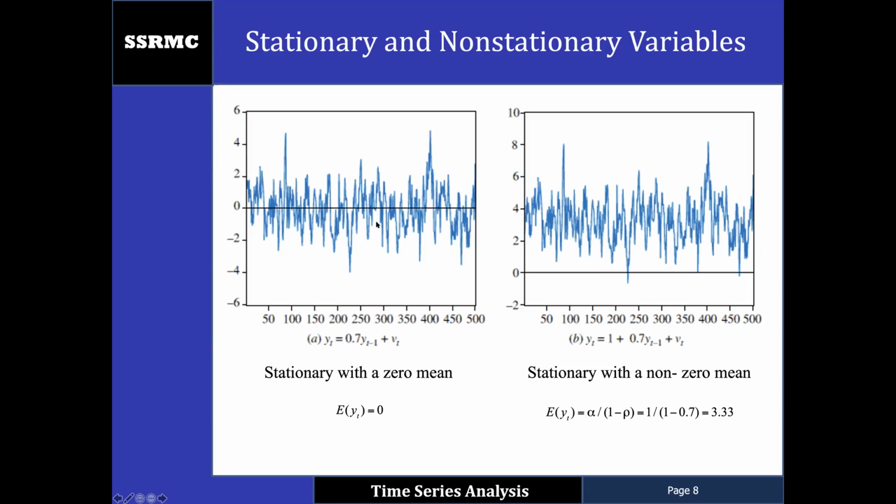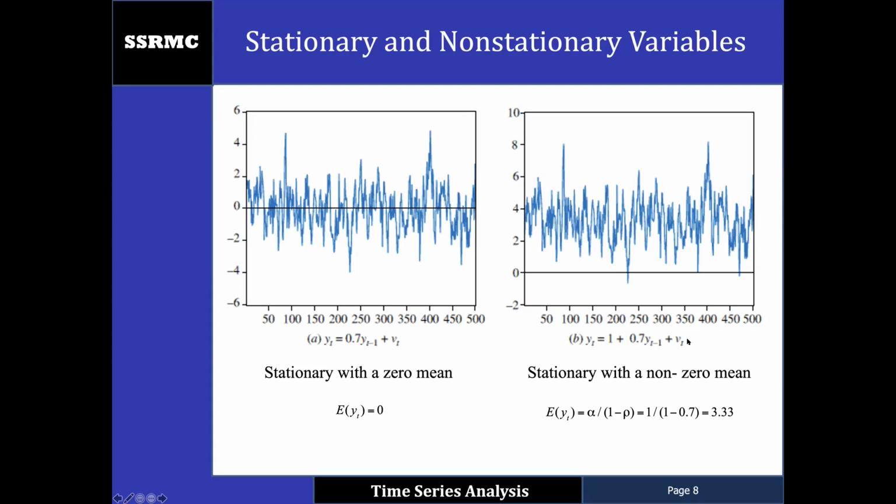And you may notice that the pattern of the stationary variable is pretty random, because it's primarily determined by the error term vt. All the values are distributed around the zero line. That's the mean. The second one is generated with this equation, yt equals 1 plus 0.7 times yt minus 1 plus an error term.